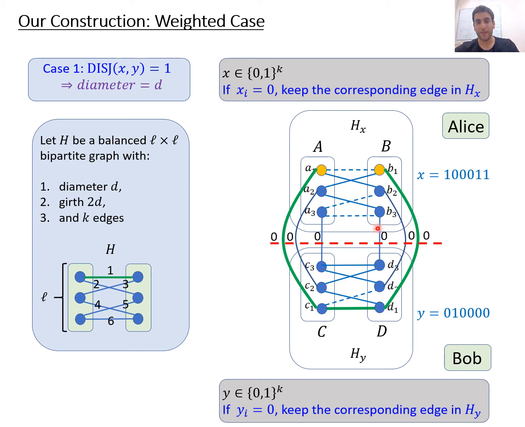Okay? And using this, we can prove that the diameter of the construction is essentially the diameter of H. And because the diameter of H is D, we can prove that in the disjointness case, the diameter of our construction is D.